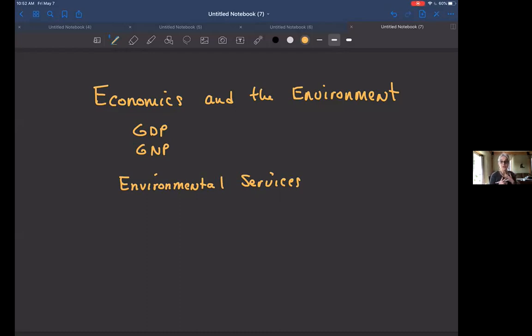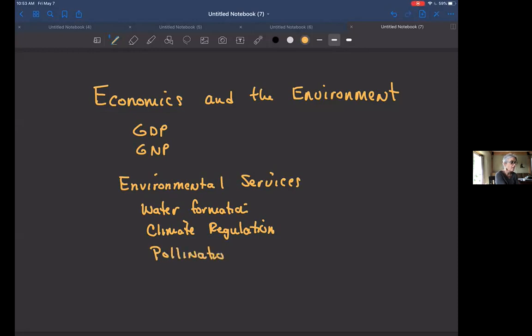So when we talk about environmental services, one of the things that we could talk about would be water and climate regulation. So water formation, right? Climate regulation. And this would include atmospheric gases. So we could talk about the value that forests have in producing oxygen, but also removing carbon dioxide from our atmosphere. We also don't take into consideration maybe the role that pollinators play. So we could talk about pollination.